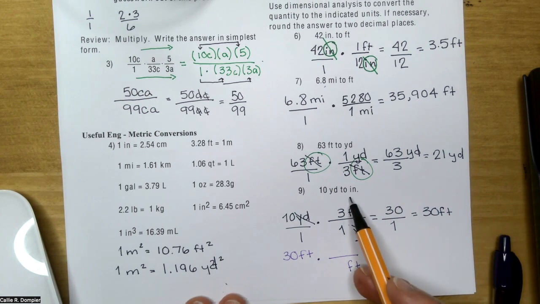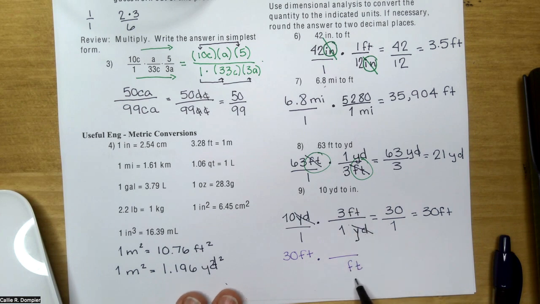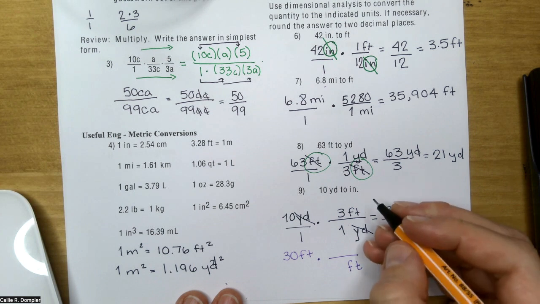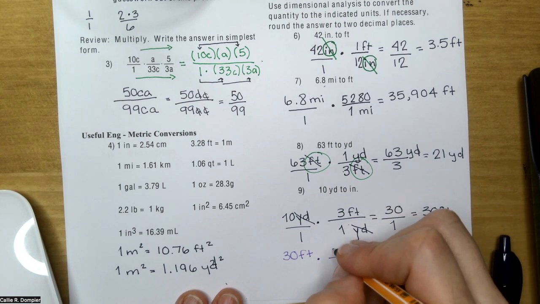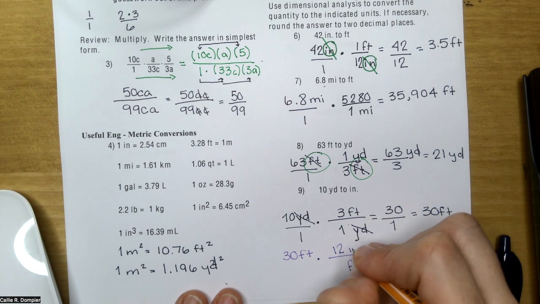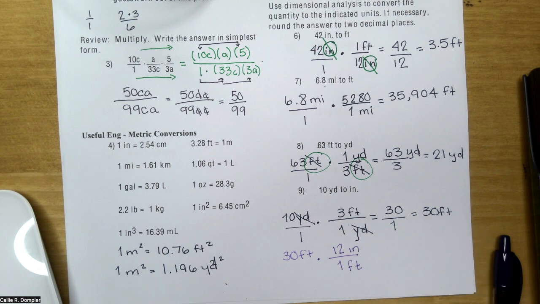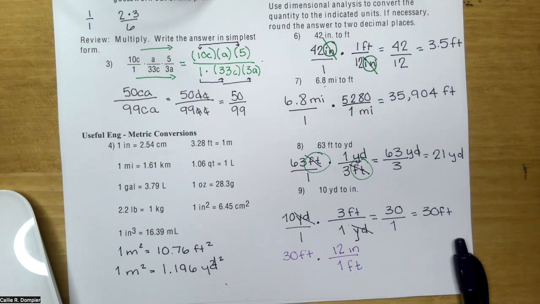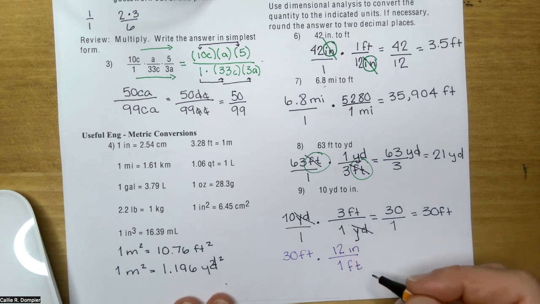Oh, sorry. We don't want to go to yards. We want to go to inches. How many feet are in an inch, or how many inches are in a foot? You could go either way, but I'm going to say there are 12 inches in 1 foot. But you can go either way. You can say that there are 0.083333 feet in 1 inch, right? But it's easier to use the whole numbers.